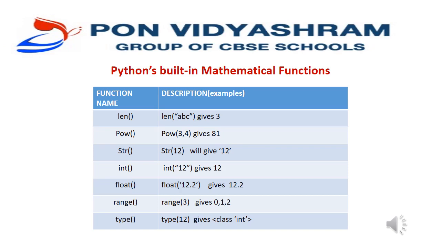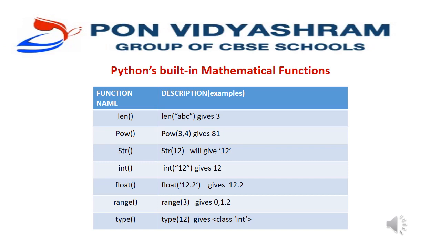Next one is int(). It is used to convert to an integer. Look at the example int("12"). I have passed 12 within double quotes. It means that here the 12 is a string because we passed it within double quotes. It will give the output as simply 12, that is, the string has been converted into the integer data type. What about the next one? float().